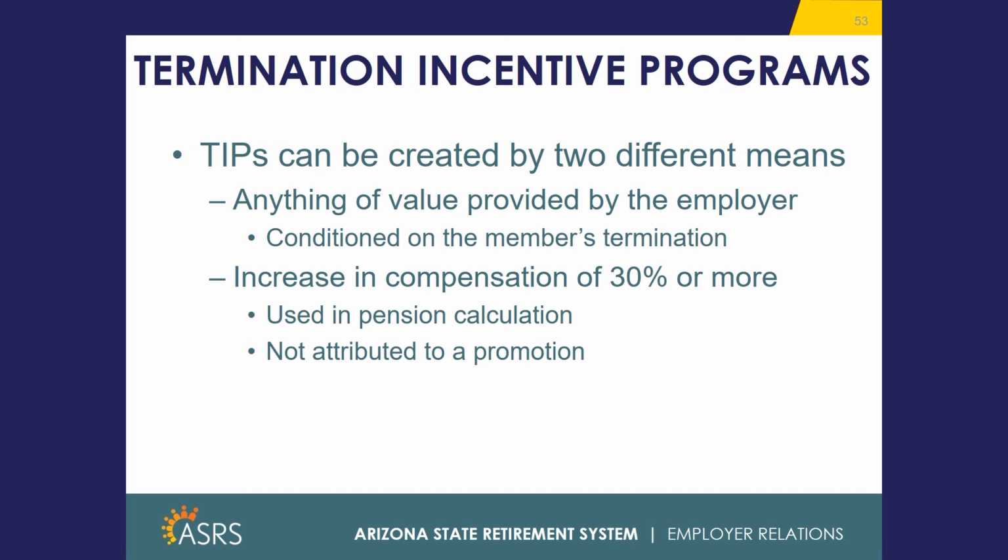Now, the other piece of this is we look at any increase in compensation at 30% or more. So each employee, as they go into retirement, we're going to look at the salaries that we use to calculate their monthly pension. And again, if any one of those hits 30% or more, we're going to reach out to the employer and ask them, was this increase in salary due to a promotion or not? If the employer says it was due to a promotion, then we leave it the way it is. If it's not due to a promotion, then it would be subject to that termination incentive program. The retirement system would calculate an unfunded liability and bill the employer for that cost.